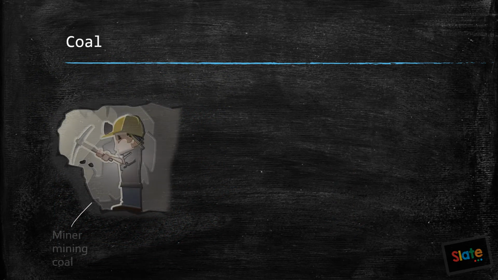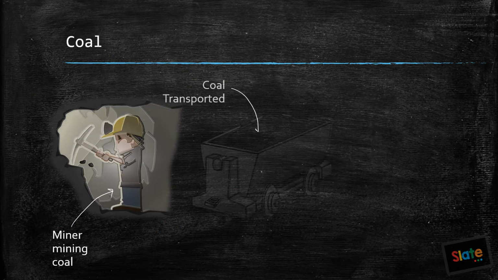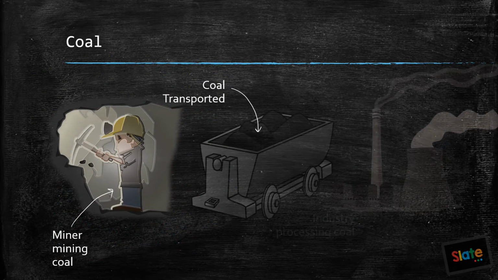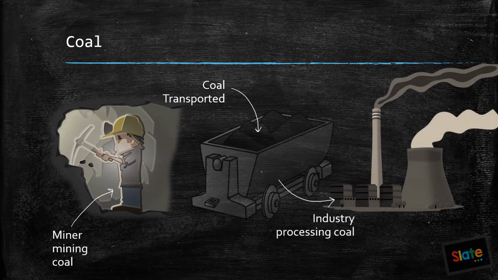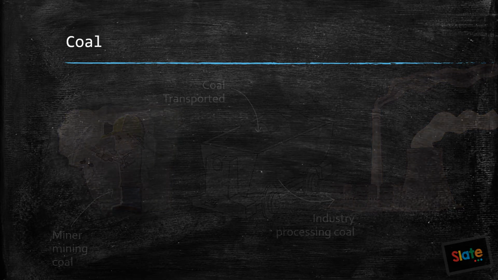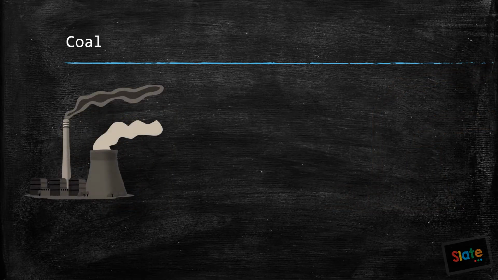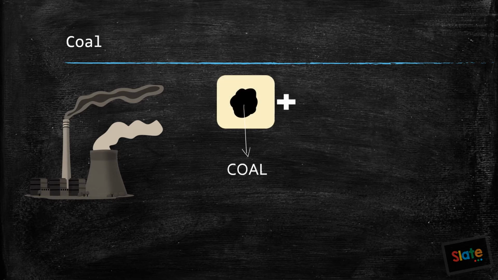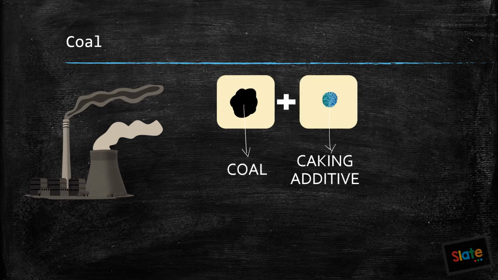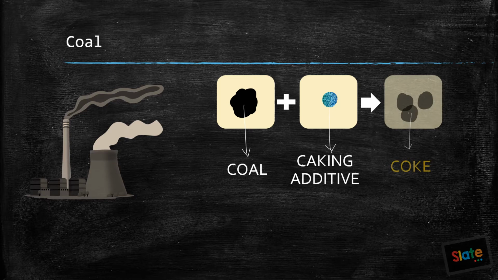Miners work for days deep under the Earth's crust. The coal is transported via trains or ships to industries and other distributors. A caking additive is added to coal to get coke. Well, this is not the cola that you drink. This is a raw material used in industries and power generators.